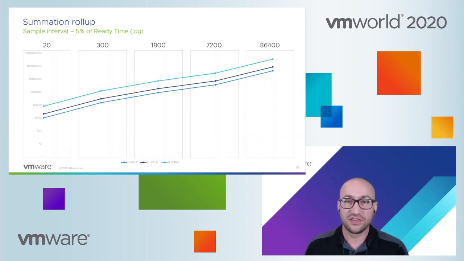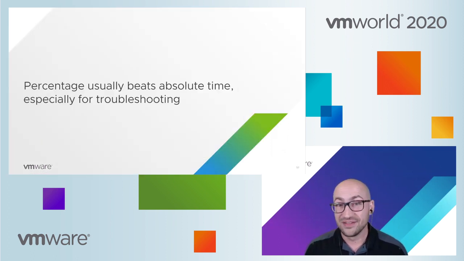So if we plot this logarithmically, you can see the massive amount of difference in millisecond time spent in ready, right? And this makes a little bit more sense, but it's really, really hard to eyeball if you don't plot it logarithmically. So in summary, percentages usually beat absolute time, right? Especially for troubleshooting, because usually we want to look at a VM on how much impact something has in relation to the VM size.